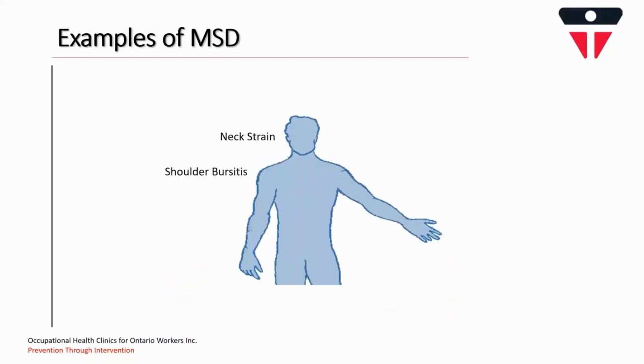Examples of various musculoskeletal disorders are things such as neck strains, shoulder bursitis, carpal tunnel syndrome, rotator cuff tendonitis, tennis elbow, back strain, anything that obviously affects the musculoskeletal system.